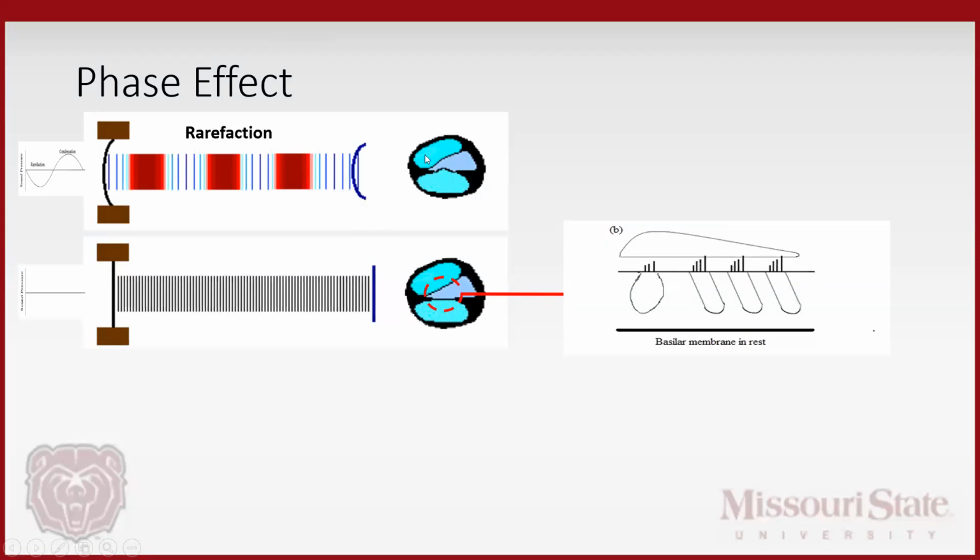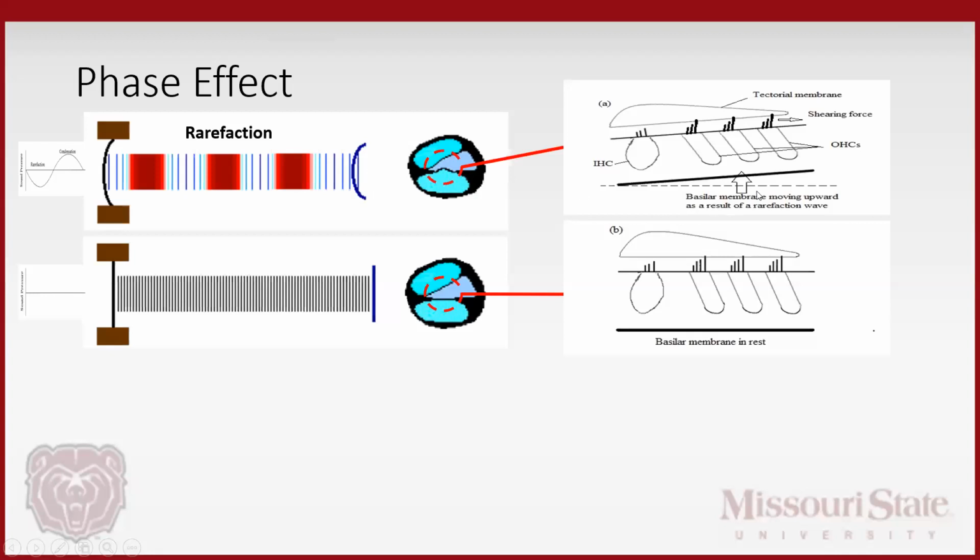Now we know the scala vestibuli and the scala tympani are connected through the fluid, through the helicotrema. And what's happening when we pull the oval window membrane out, it is going to decrease the pressure in the scala vestibuli, which makes the pressure in the scala tympani a little higher. And as a result, that cochlear duct is going to move up. So with the movement up, the basilar membrane is pushed up. What's going to happen? The tectorial membrane is going to shear against the stereocilia for those outer hair cells, pushing them in this direction.